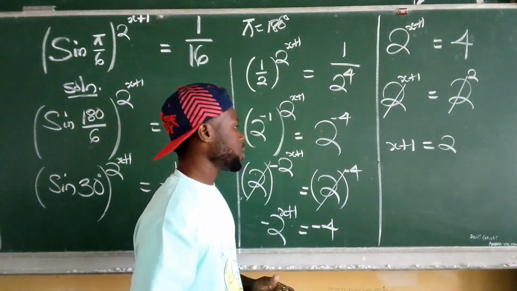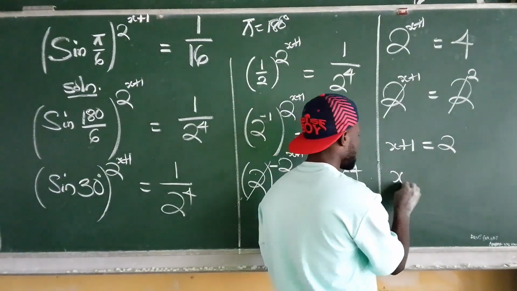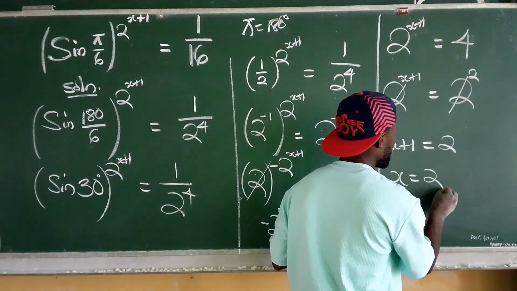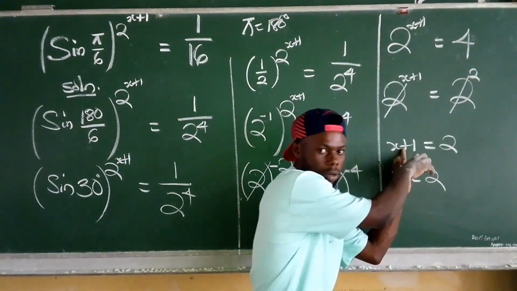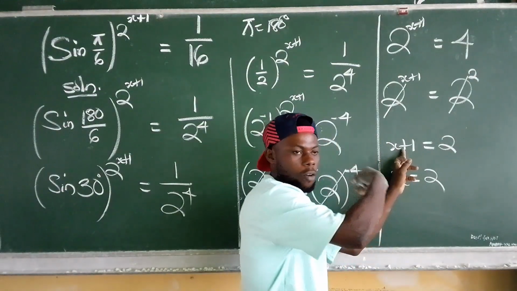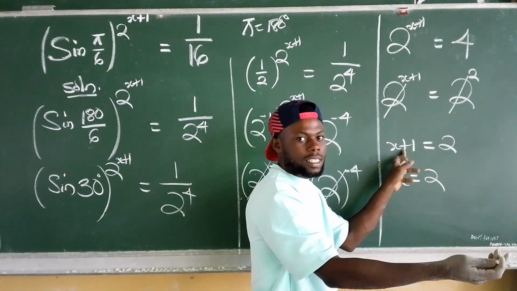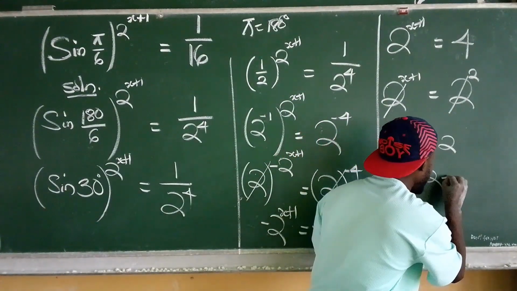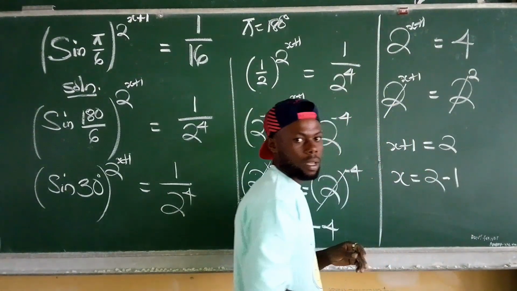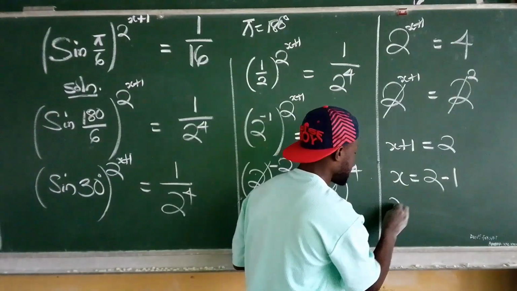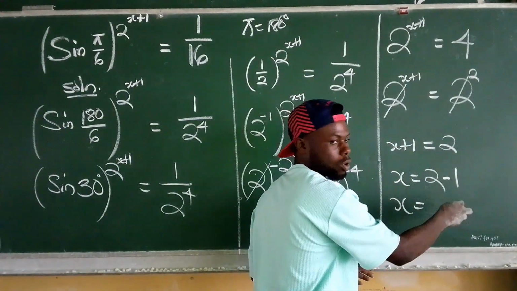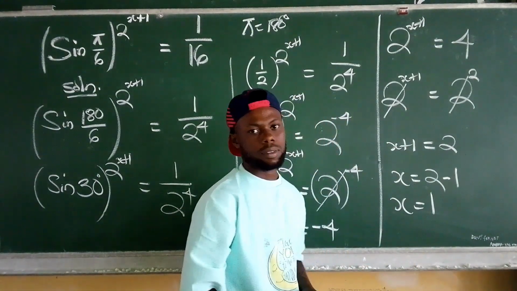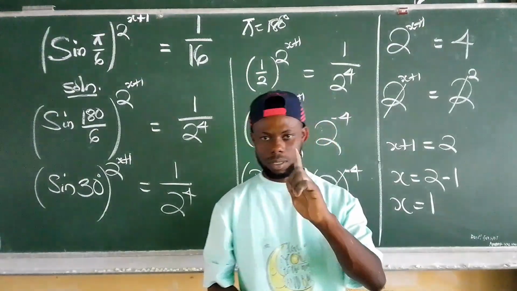At this point, what will be the value of x? If I carry this 1 that is on the left hand side over to the right hand side, the sign will change to the opposite sign, which is minus 1. And we are obtaining x is equal to 2 minus 1, which is equal to 1. And the final result of this is just 1.